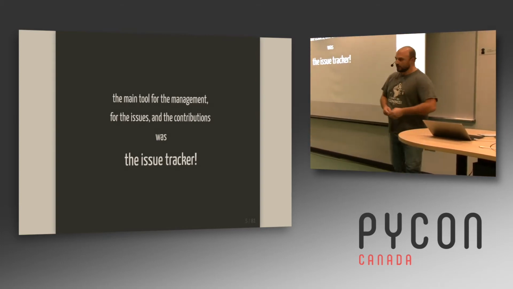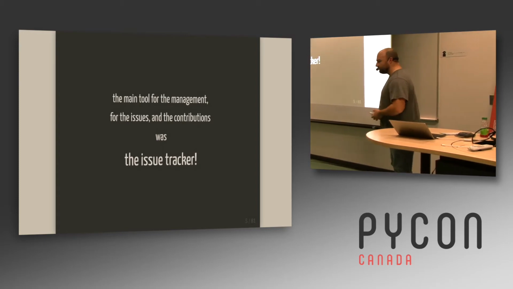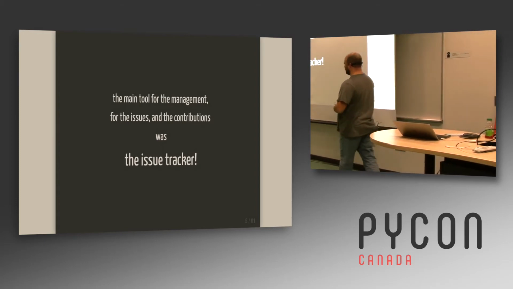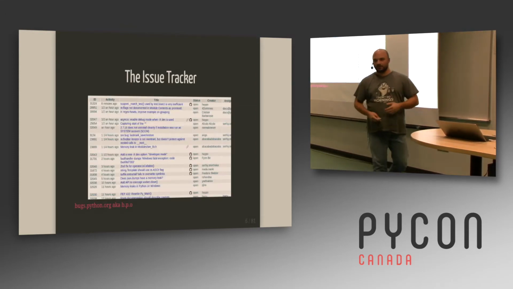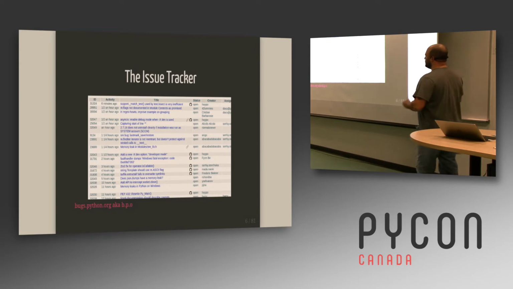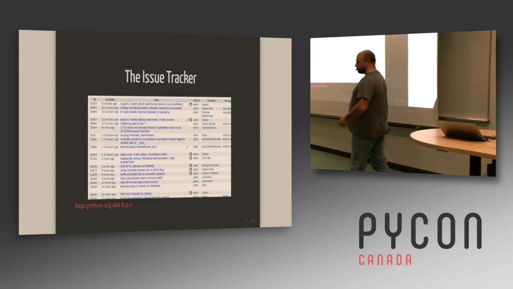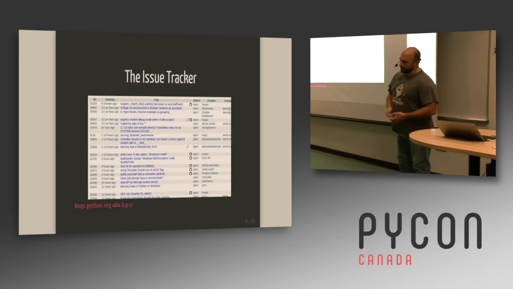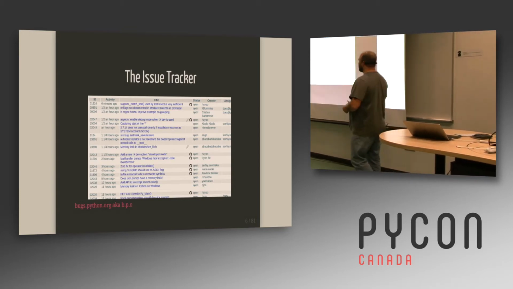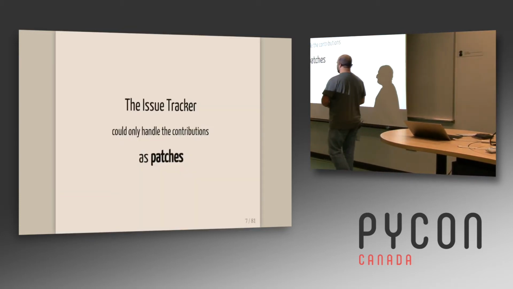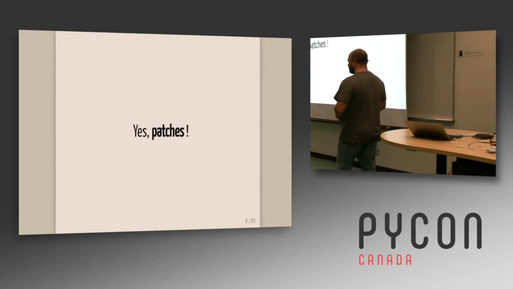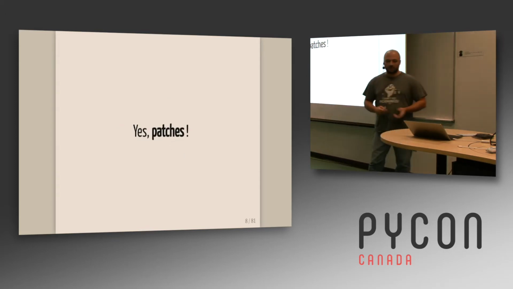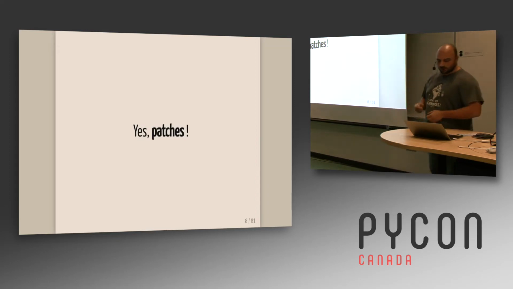The issue tracker is used for contributions and the issues, of course. But this issue tracker is not really sexy, and everything is used with patches, okay? Normally, we should stop using patches. The issue tracker could only handle contributions as patches, just the patches. No other thing, no mailing list, just some patches, okay?